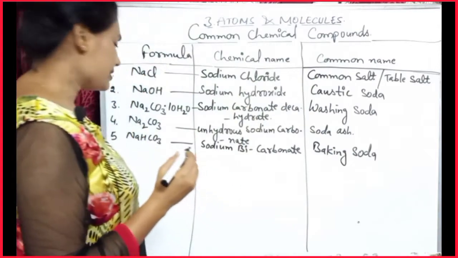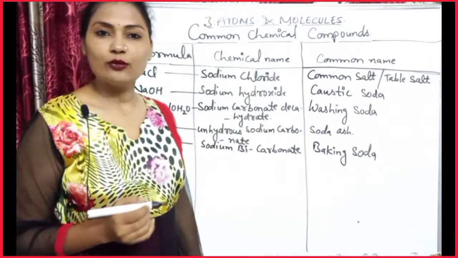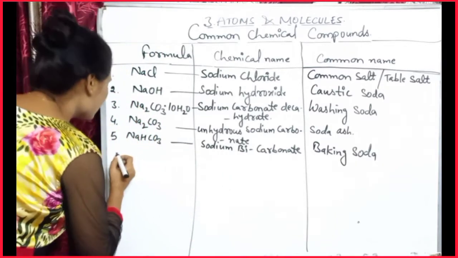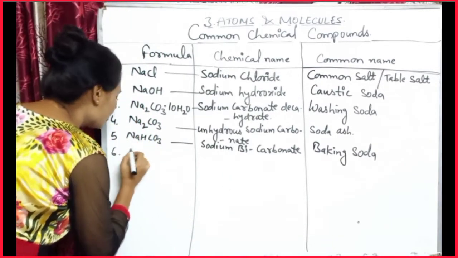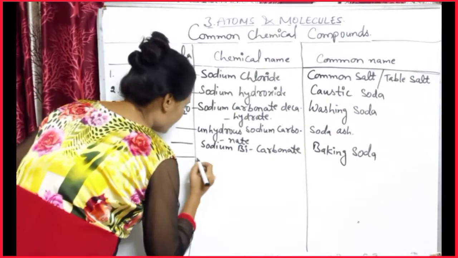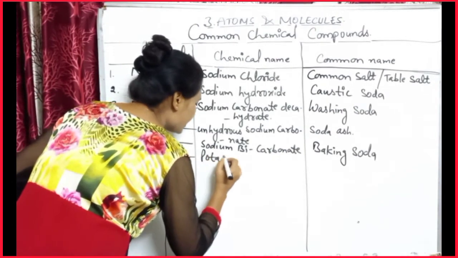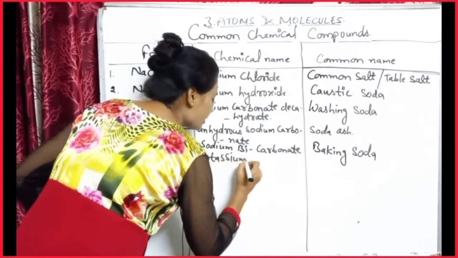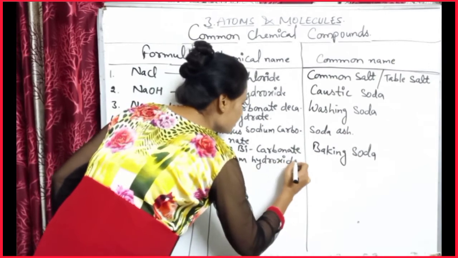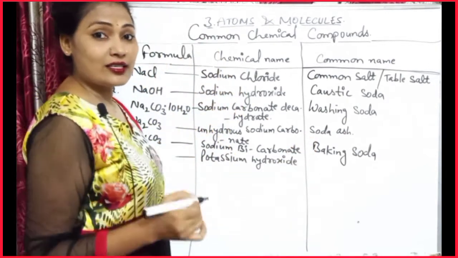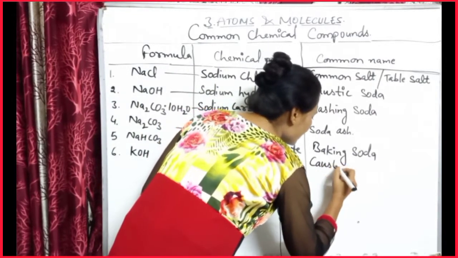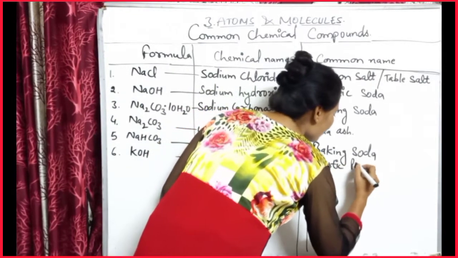Next compound we can take belongs to potassium. The sixth compound is KOH, that is potassium hydroxide. It is known as caustic potash. So you can write the common name caustic potash.